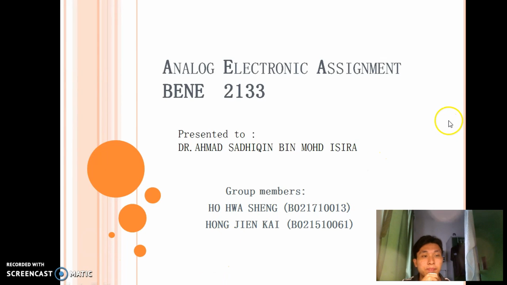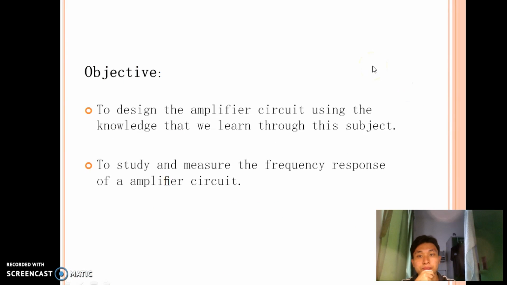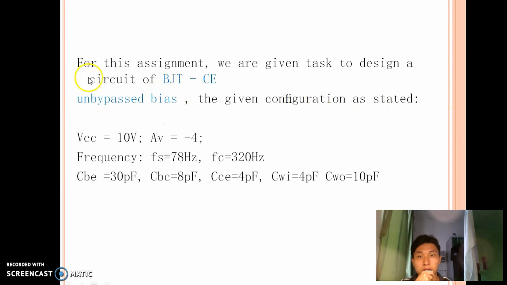So let us begin. First of all, our objective for this assignment is, first, to design an amplifier circuit using the knowledge that we learned through this subject, and second, to study and measure the frequency response of an amplifier circuit. For this assignment we need to get results from theoretical, practical, and simulation work. We are given the task to design a circuit for the BJT CE unbypassed bias.